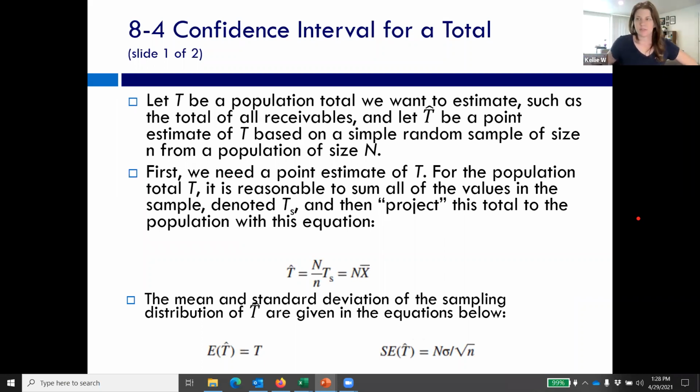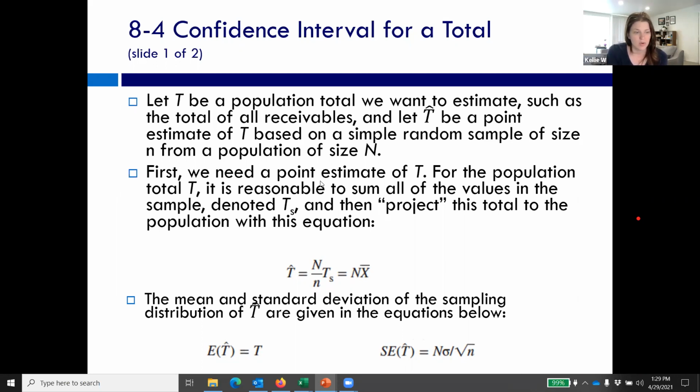Now we're going to talk about confidence intervals for other point estimates, other things that we can calculate. So if we have a population total that we want to estimate, then we can calculate that and we can calculate a confidence interval around that. I'm not going to get too heavy into the math. We can look at the example, but more just understanding how to interpret what this means. So we have a population total. We have a point estimate based on some random sample of size N from a larger population.